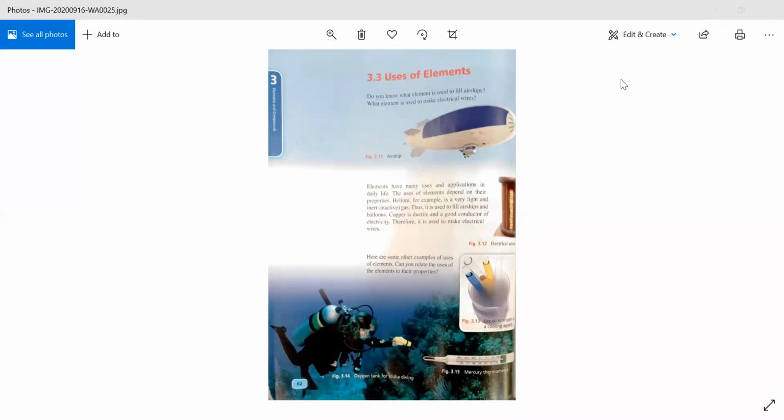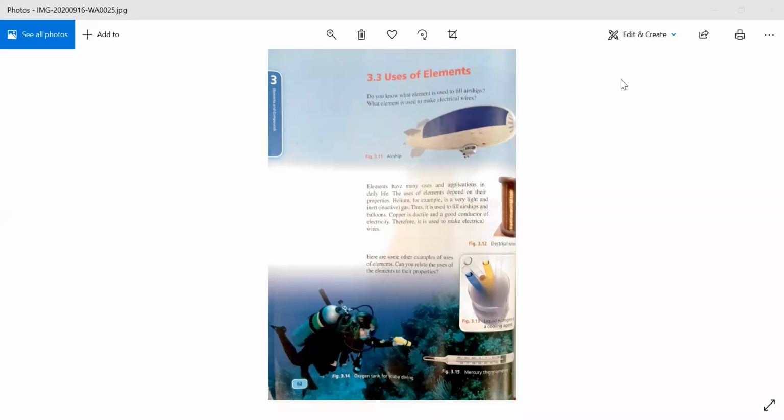Students, in the previous class of science, we have done till page number 61 of the book. And now we are going to discuss unit 3.2, uses of elements, which is in your book page number 62. So everyone take out your book and open book page number 62.